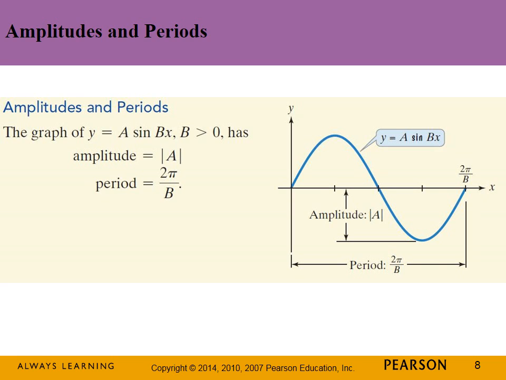The period, so this goes back to chapter 1 where we talked about transformations. When you put a number in front of the x, what that does to the graph of the function is it either stretches it or shrinks it horizontally. So that number b is going to affect the period. It's either going to make it longer or shorter depending on how large the value of b is. It ends up that the period of y equals a sine bx is always 2 pi divided by b.